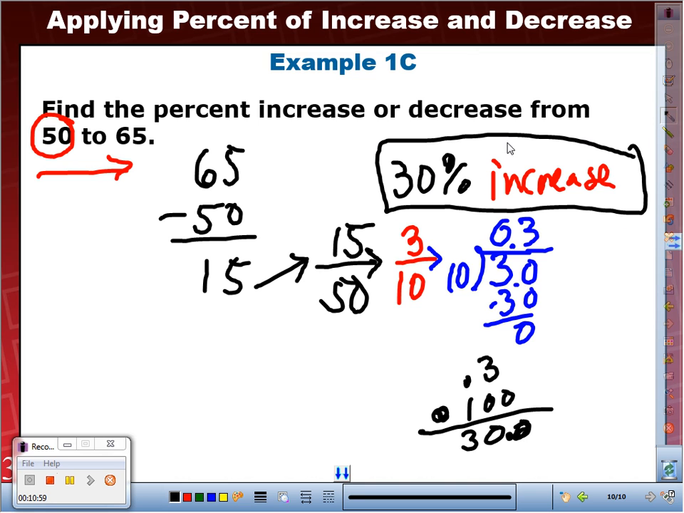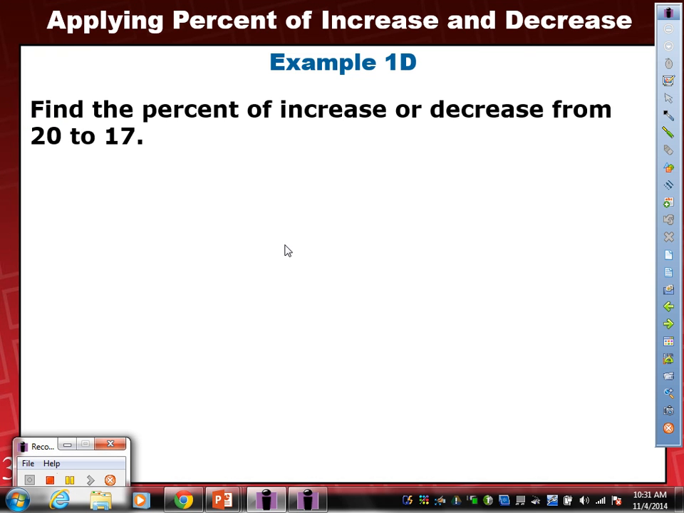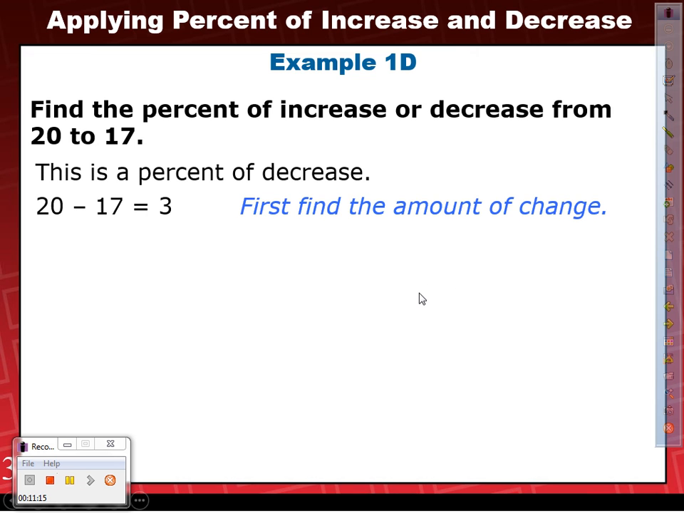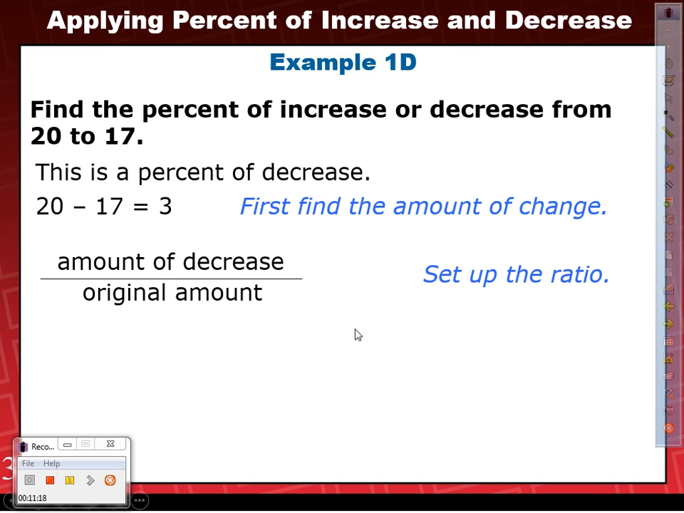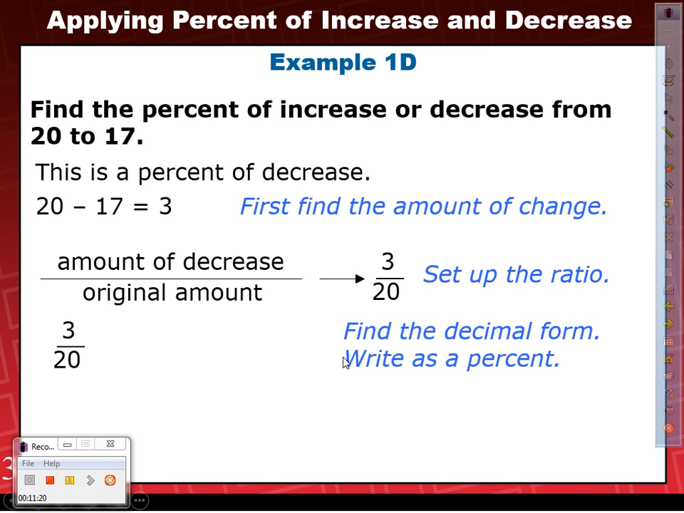Let's move on. Example 1D. Copy this, please. Example 1D says, find the percent increase or decrease from 20 to 17. Copy that, please. Here it goes. So yeah, it was a decrease. So we got 3 over 20. 3 over 20 became 0.15, or 15%. All right, copy this one down, please.